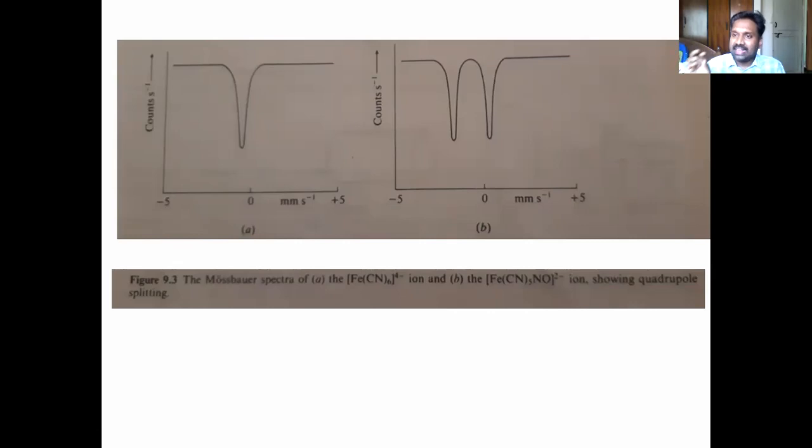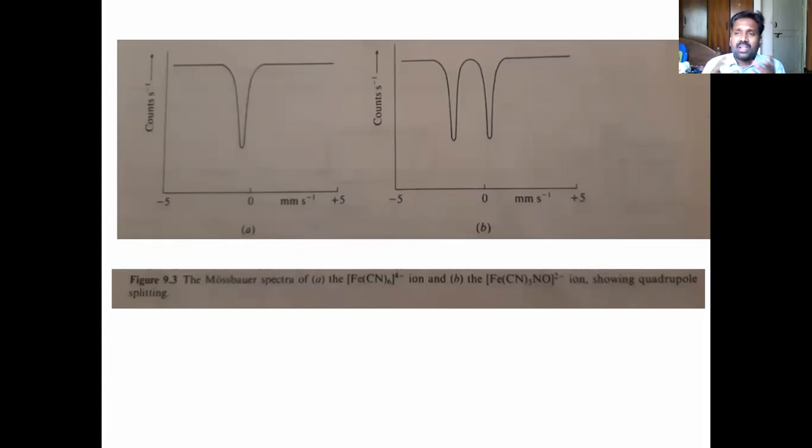Although both these complexes have iron in them, why is Fe(CN)6 not showing the nuclear quadrupole splitting, but Fe nitroprusside is showing it? See, the nuclear quadrupole moment exists for the nucleus in both complexes. There is no doubt. The electric field gradient also exists in both cases, but this electric field gradient doesn't interact with an asymmetric field; it interacts with a symmetric field in the case of Fe(CN)6, whereas it interacts with an asymmetric field in the case of nitroprusside. That is why the splitting happens. So this is regarding the nuclear quadrupole splitting and its applications.